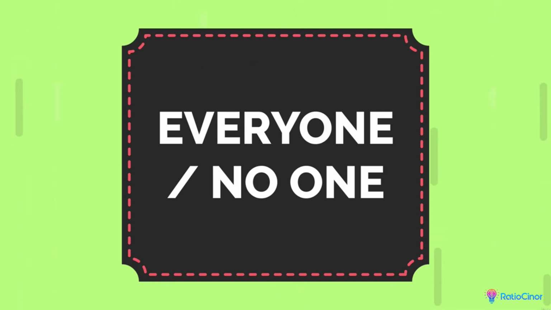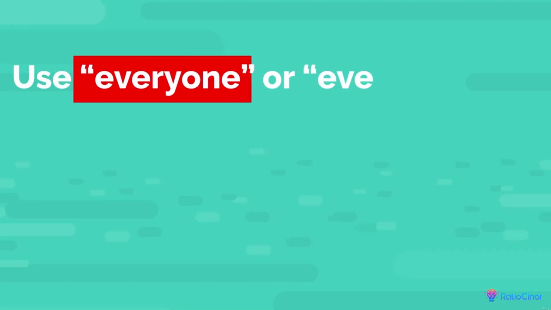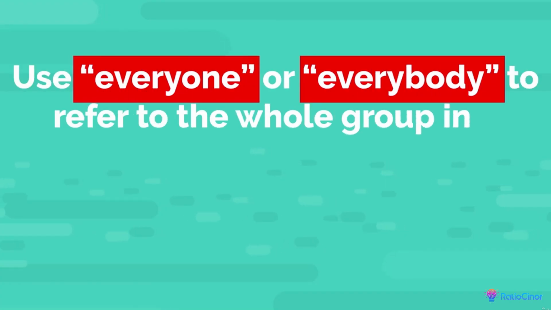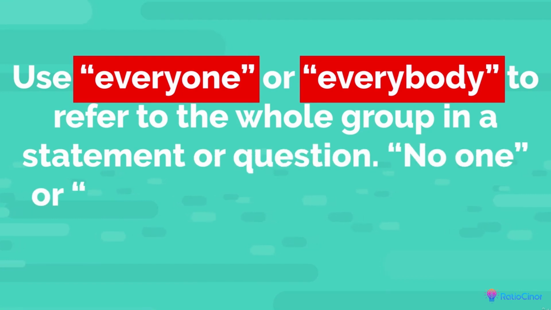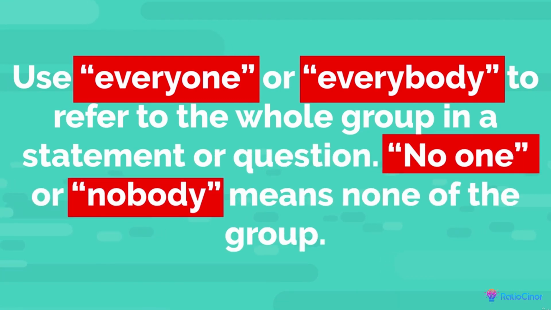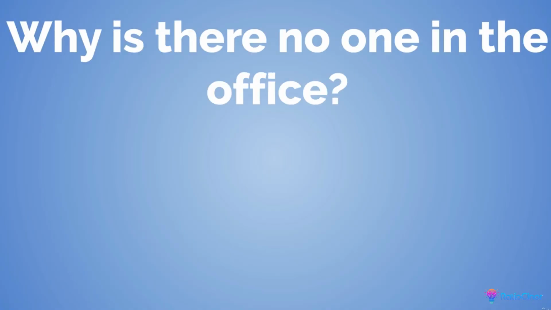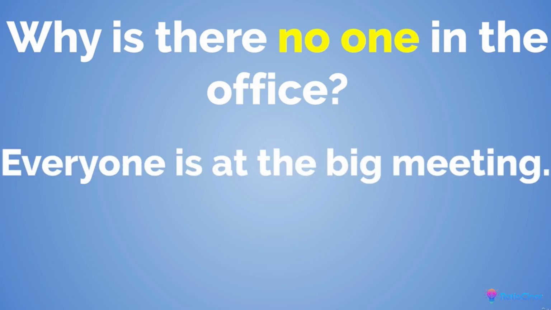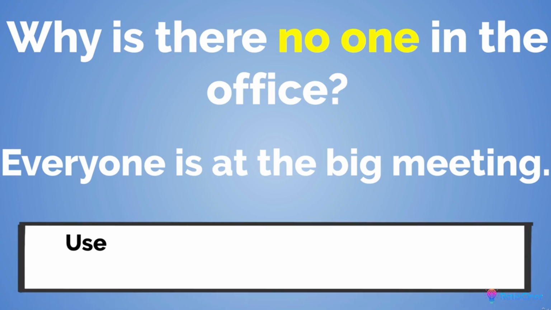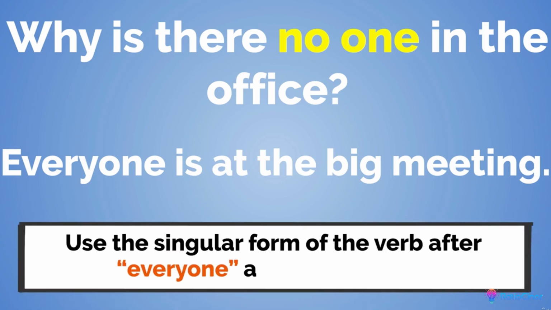Everyone, no one. Use everyone or everybody to refer to the whole group in a statement or question. No one or nobody means none of the group. Why is there no one in the office? No one is written as 2 words. Everyone is at the big meeting. Use the singular form of the verb after everyone and everybody.